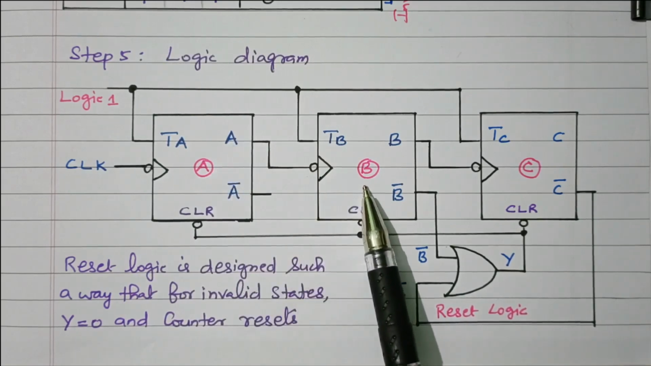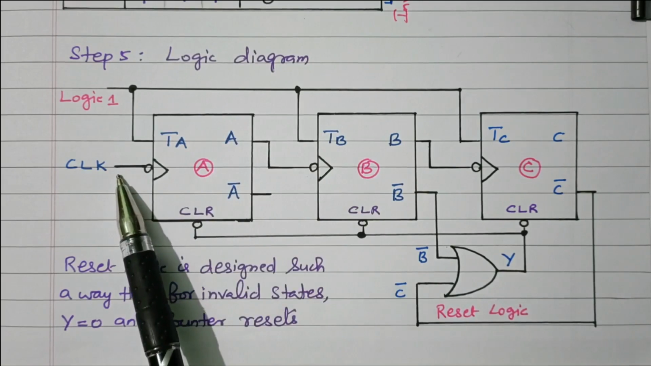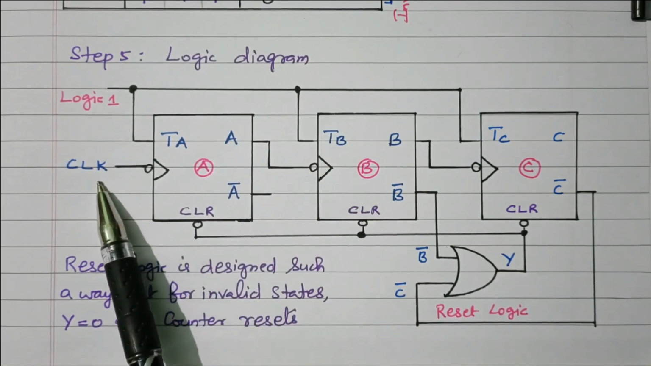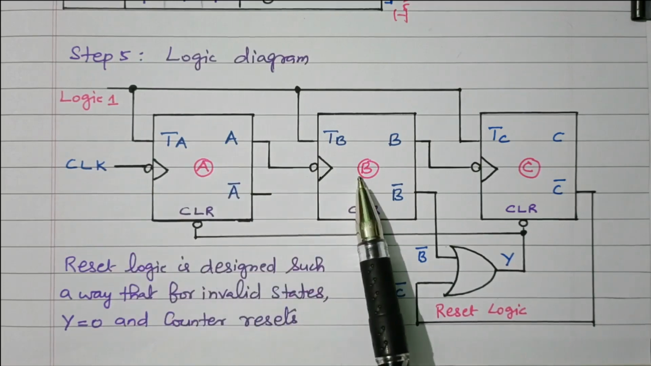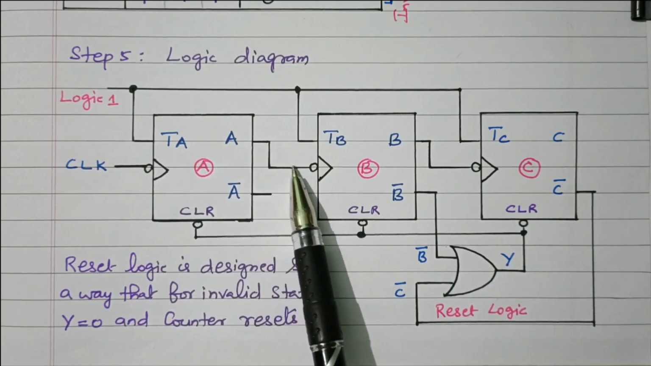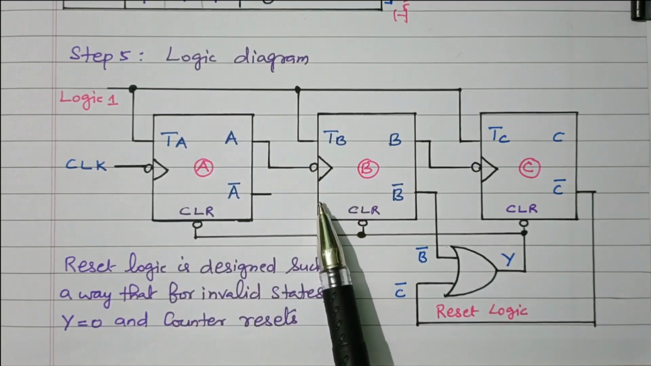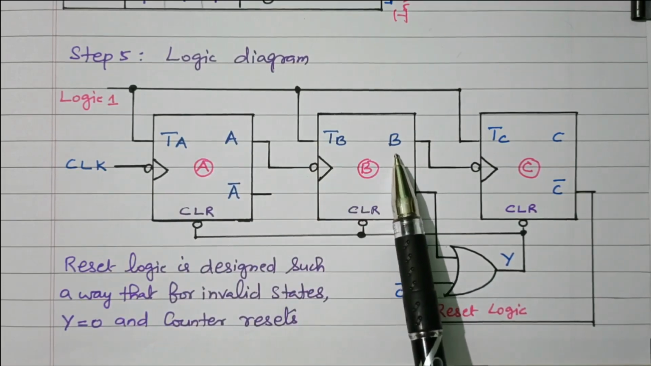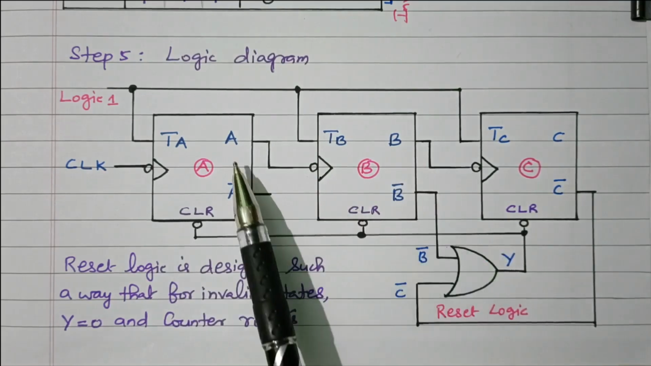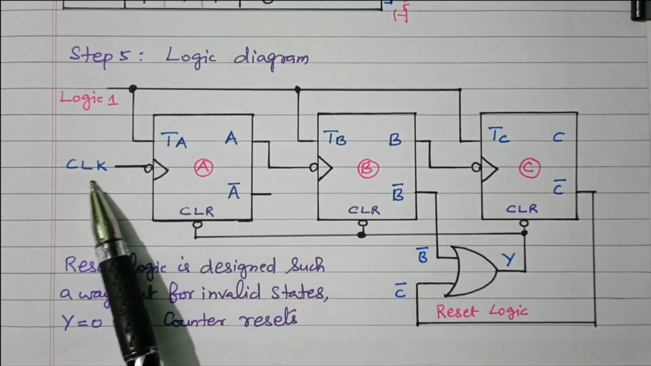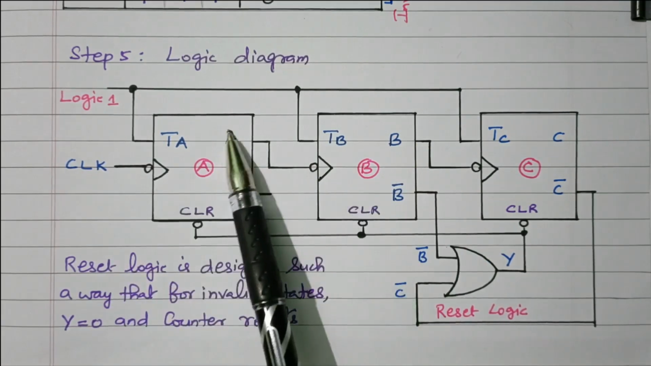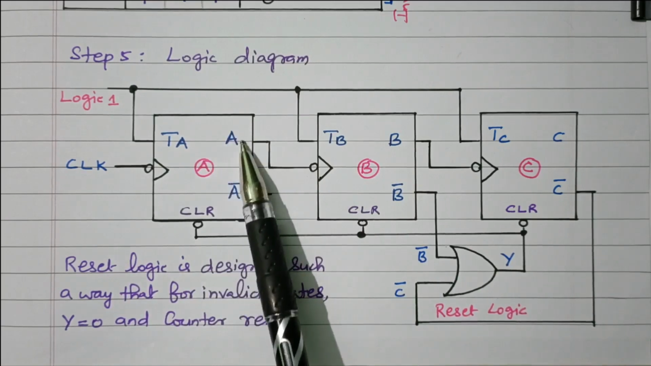What about flip-flop B? Flip-flop A only receives the clock pulse because it is an asynchronous counter. The output of the first flip-flop is the clock pulse to the second flip-flop. Similarly, the output of the second flip-flop is the clock pulse to the third flip-flop. So this flip-flop will toggle based on the A value.